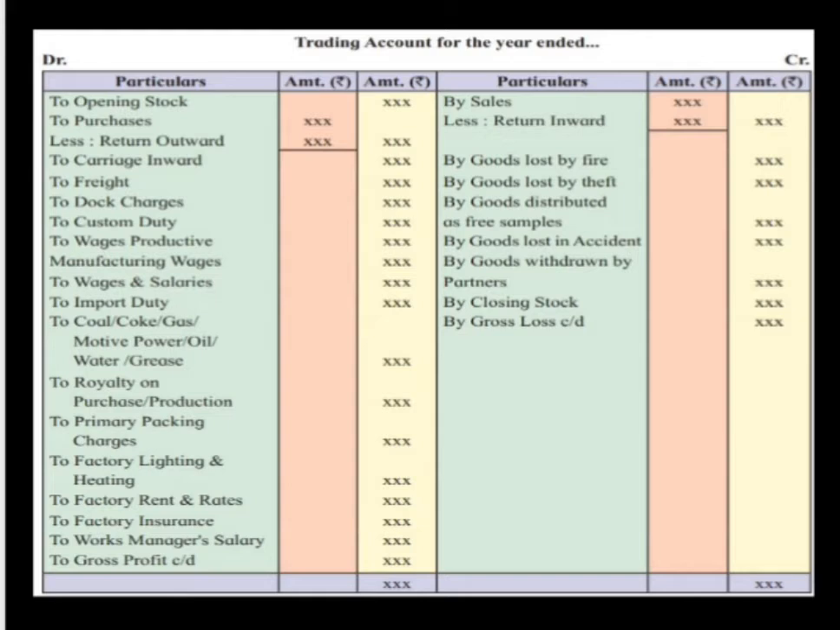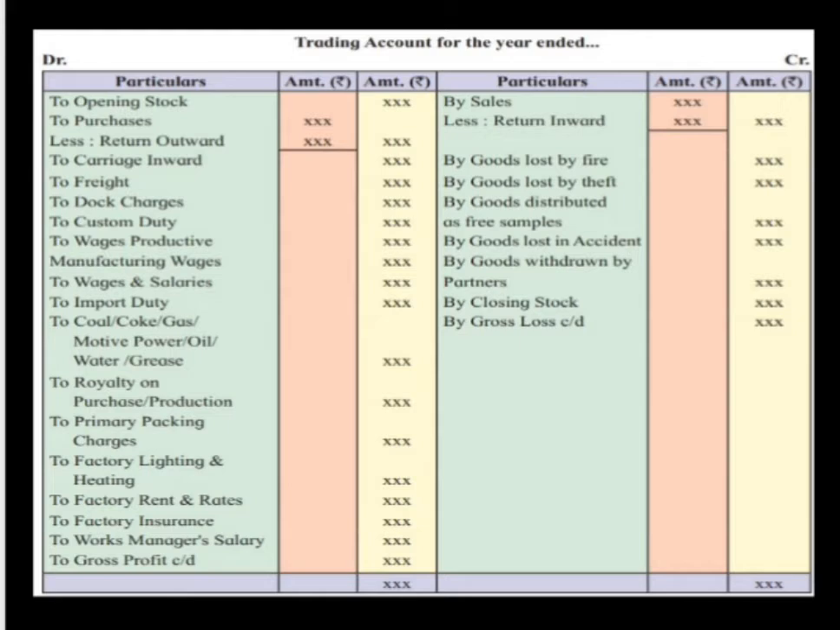Then come to the credit side: by sales. Sales is an income. Less returns, by goods lost by fire, by goods lost by theft, by goods distributed as free samples, by goods lost in accident, and by goods withdrawn by partners. And the last is by closing stock. Closing stock means the stock at the end of the year.